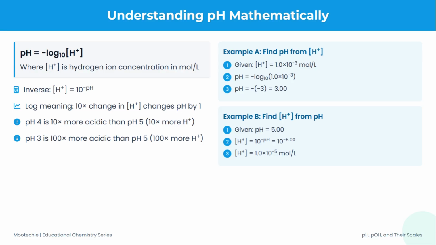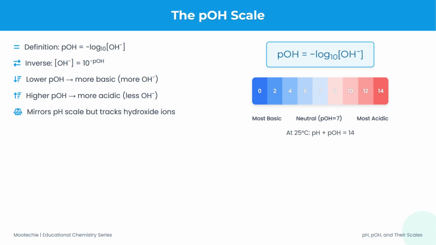Now, let's go the other way and find concentration from pH. If the pH is 5.00, then the hydrogen ion concentration equals 10 to the power of negative 5, which is 1.0 times 10 to the negative fifth moles per liter. Following this, let's get to know the pOH scale.